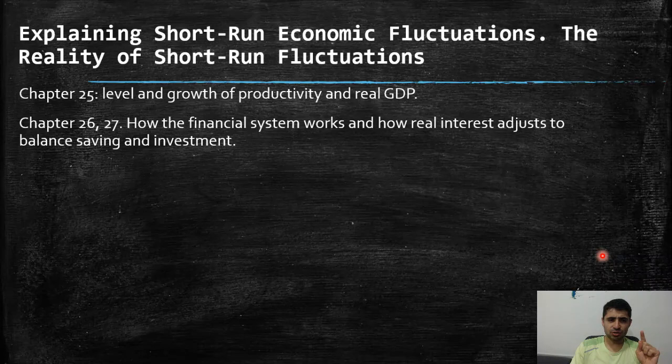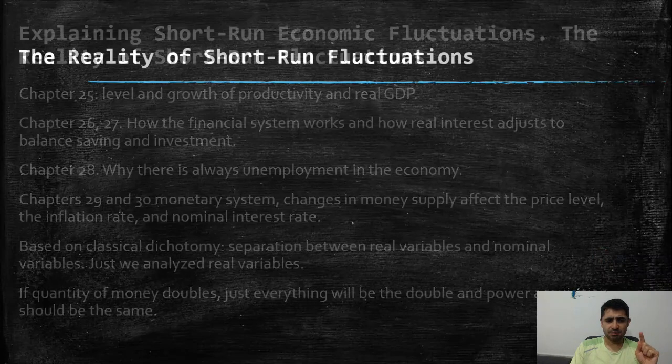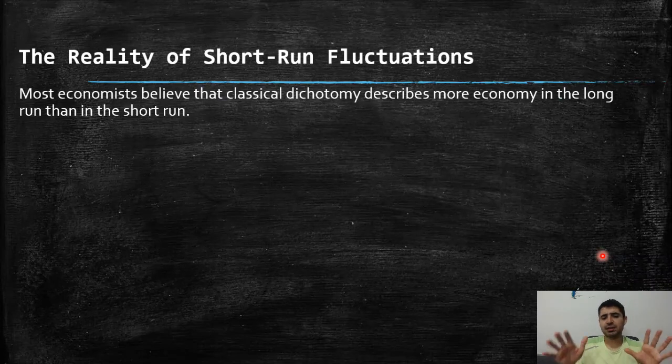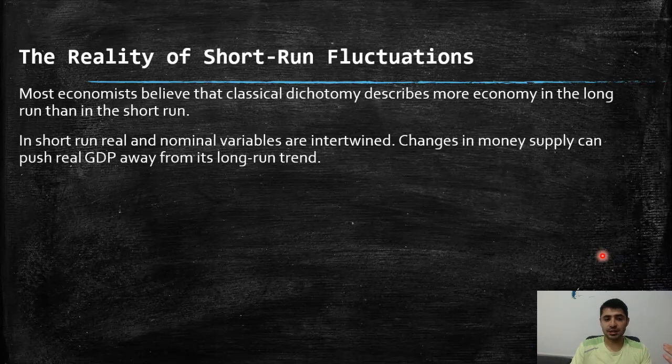In the chapter, most economists believe the classical dichotomy describes the economy more in the long run than in the short run, when the variables are actually affected by prices. But in the short run, real and nominal variables are intertwined. So changes in the money supply can push real GDP away from its long-run trend.